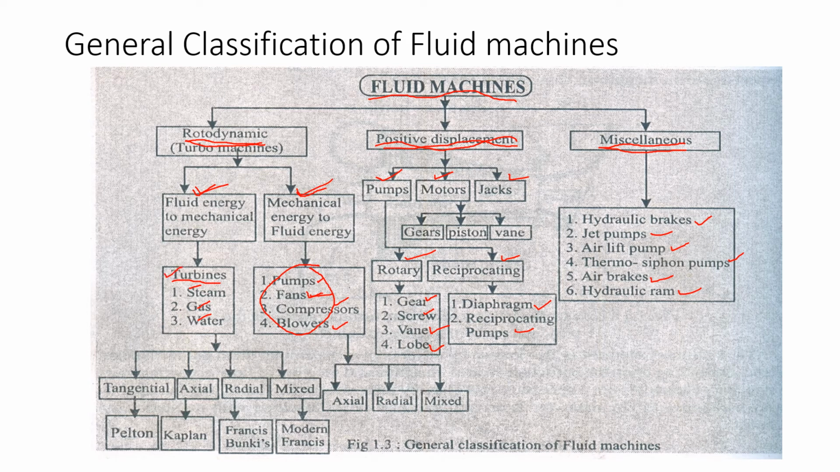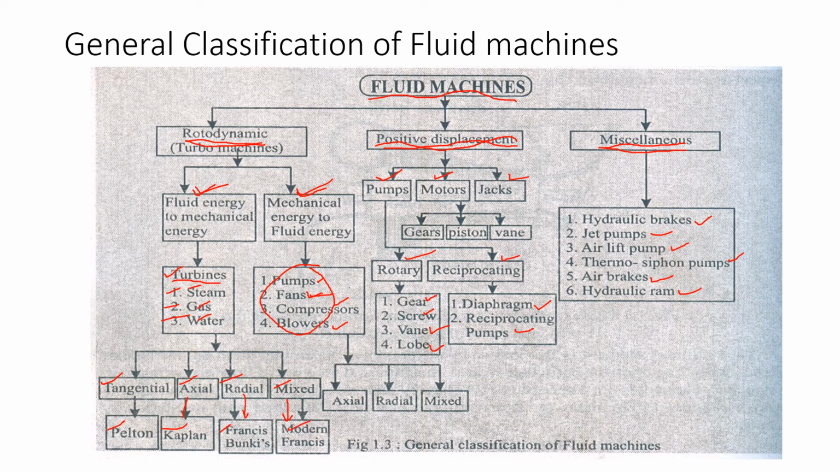We have steam turbine, gas turbine, and water turbine, and these are further classified based on the flow: tangential flow, axial flow, radial flow, and mixed flow. An example of tangential flow is the Pelton wheel turbine, an example of axial flow is the Kaplan turbine, an example of radial flow is the Francis turbine, and an example of mixed flow is the modern Francis turbine.